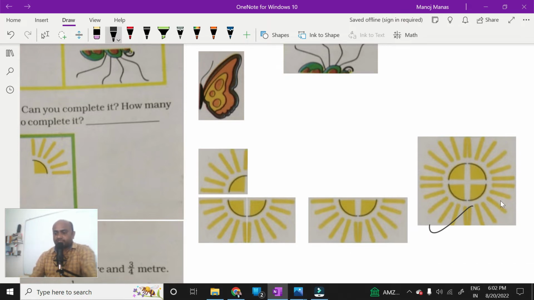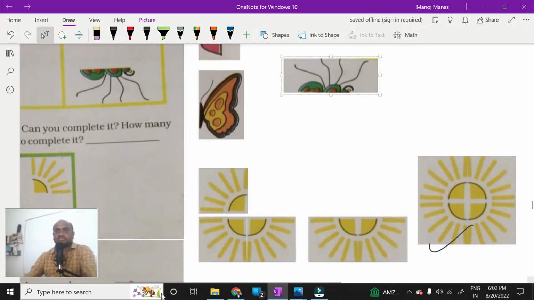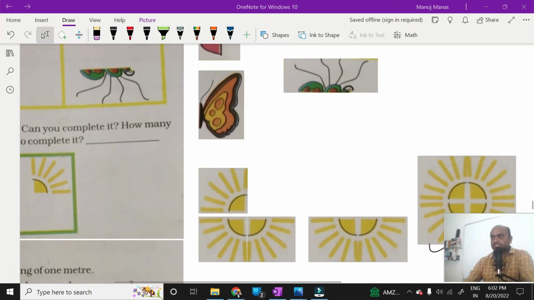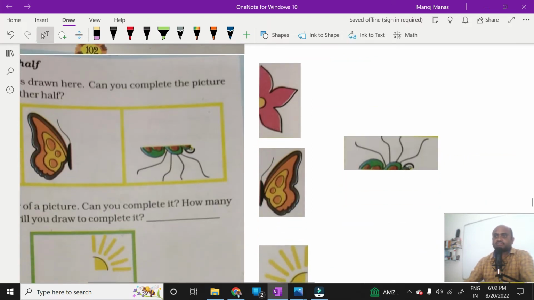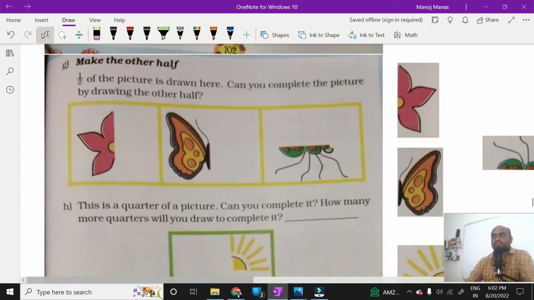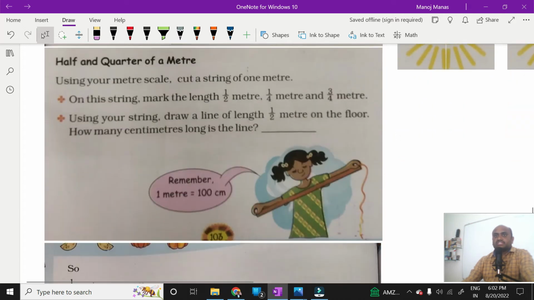Okay, so I will again leave this activity to you only, and try to complete it as soon as the class completes. Try to do this activity, and if you have any doubts, you can feel free to put them in the comment section below. Now coming to the next one, half and quarter of a meter.